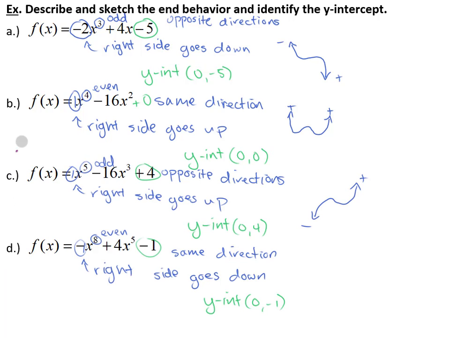All right, here we go. For C, you should have come up with they go in opposite directions. It is an odd degree function. My leading coefficient was positive, so the right side went up. And since they go in opposite directions, the left side must be going down. We also did have a constant, +4, so my y-intercept is 0, +4. For D, you should have come up with they go in the same direction and that the right side goes down. So if the right side goes down and they go in the same direction, they're both going down. Okay, my y-intercept here, we did have a constant of -1, so 0, -1.